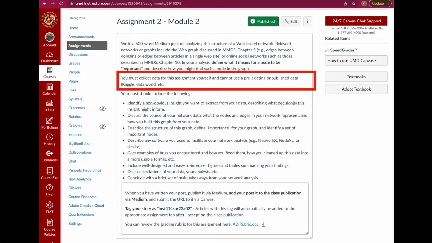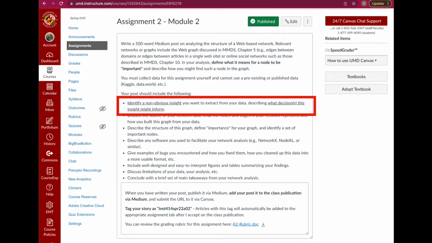As with assignment 1, you need to be collecting your own data here. You can't use some pre-published data from Kaggle, though if you want to use Reddit data from PushShift or something like that, that's fine. Since it's very large, you'll have to do a lot of cleaning on it. You can reach out to me if you have questions about that.